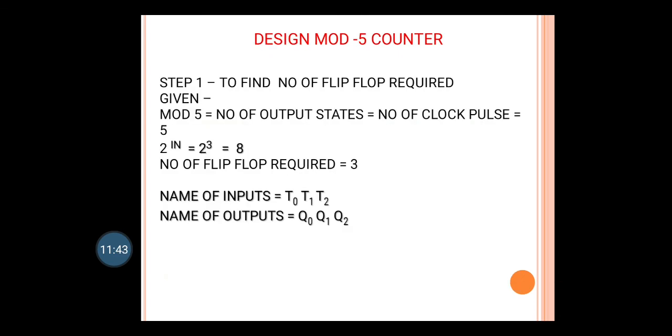Next, a very important design of asynchronous counter. Now we have designed the standard counters, that is the mod 4 counter and mod 8 counter. These are standard: 8, then 16, 32. But what if you want to count only 5 clock pulses? For that purpose, we need design steps, and that design we are going to do now.